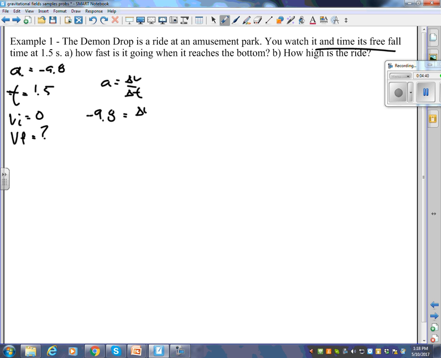Okay, so we got delta V. Our time is, say again? Oh, why is the acceleration negative? Because it is down, right? Now, is it always mandatory that you put in the negative in there? It comes from experience.